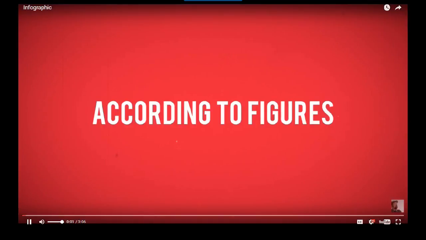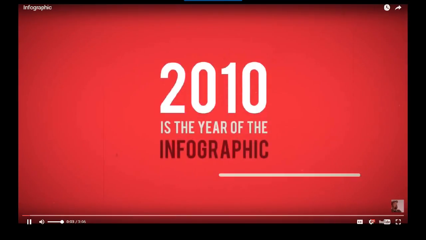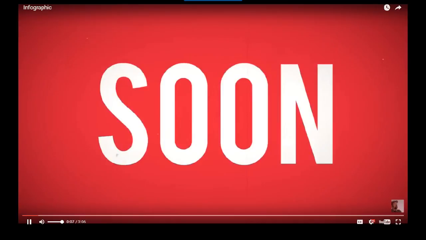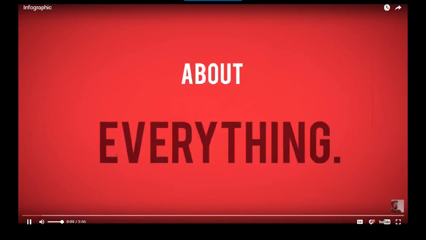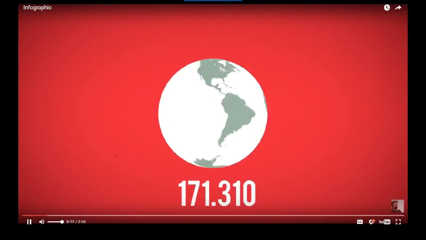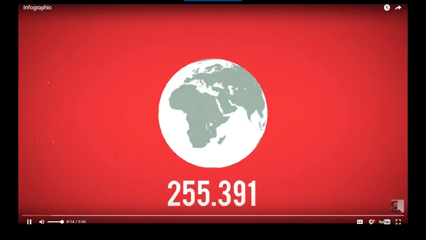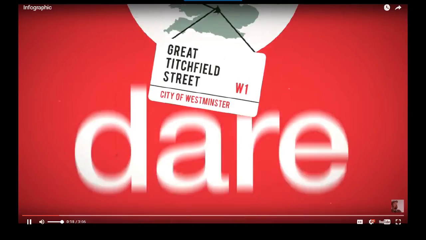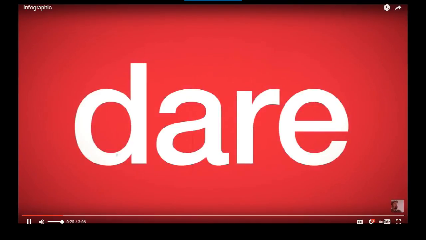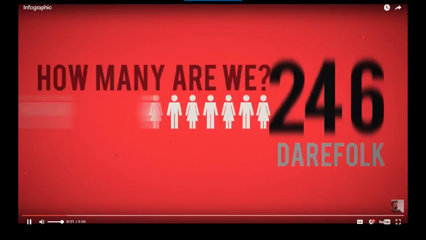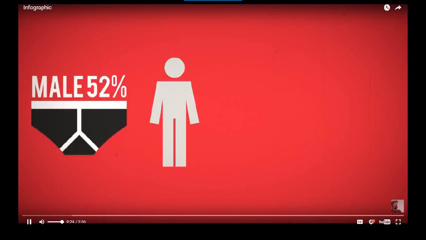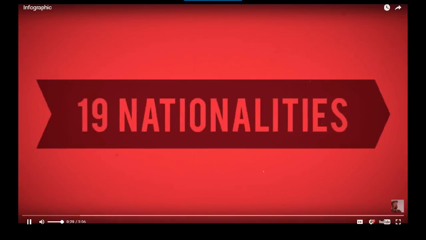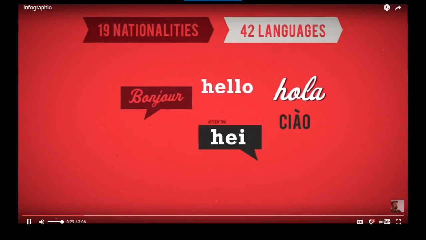According to figures, 2010 is the year of the infographic, with a year-on-year increase of 238%. Soon, there'll be an infographic about everything. There are 255,391 advertising agencies in the world. 7 are on Great Titchfield Street, but only one has its own infographic. 291 people work at DARE. 52% are boys, 48% girls. There are 19 nationalities in the agency, and 42 languages are spoken.